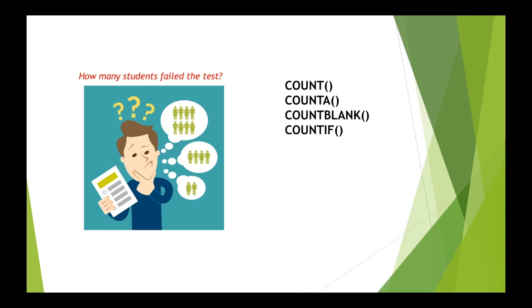In Excel, sometimes you want to count the number of records that meet your criteria. For example, I want to count the number of students who failed the test. Excel provides 5 functions for performing counting: COUNT, COUNTA, COUNTBLANK, COUNTIF, and COUNTIFS. I will show you which function can solve your problems and how to use them.